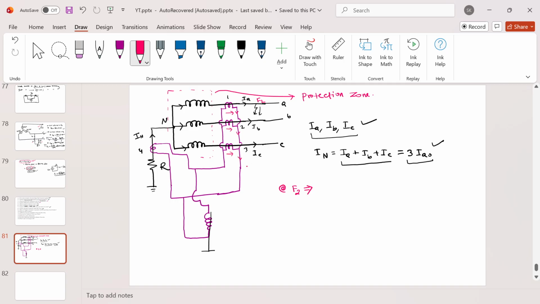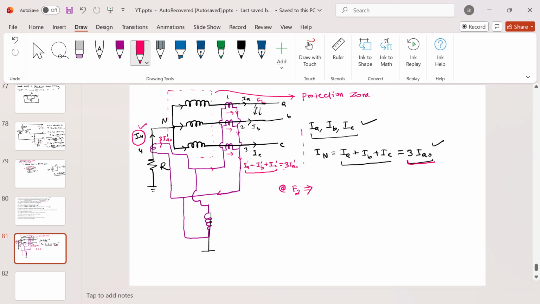If you take the summation here, I'm calling it IA prime plus IB prime plus IC prime, and this current will also contain the imbalance, so it will have 3 times IA naught prime. This will be the current at the secondary side of the CTs, and at the same time I have the current at the neutral also. This neutral current is basically equal to 3 times IA naught. If you take the reflection on the secondary side of this particular CT, you will have a current of 3 IA naught prime only.